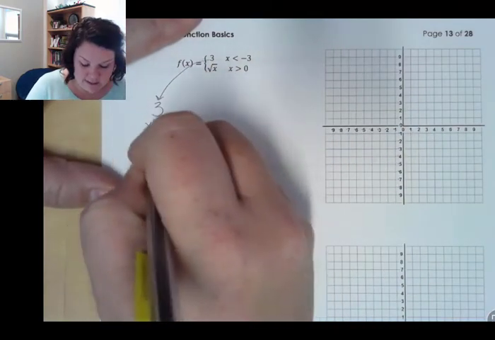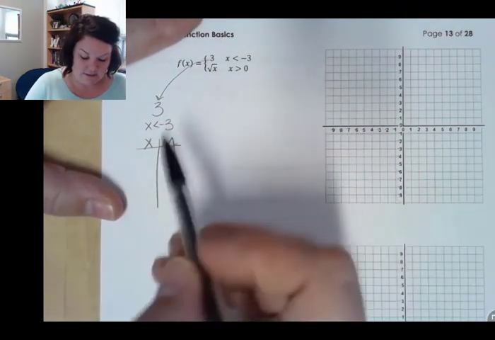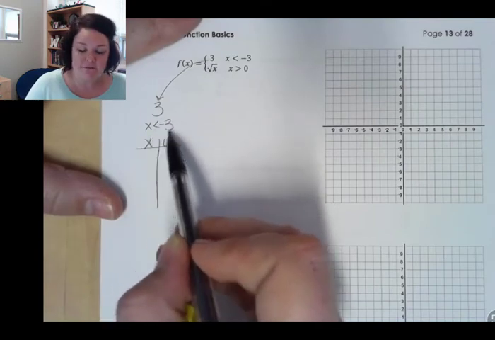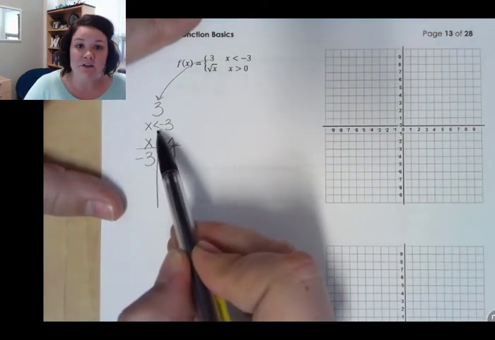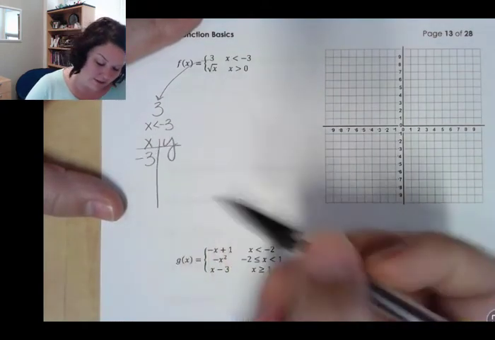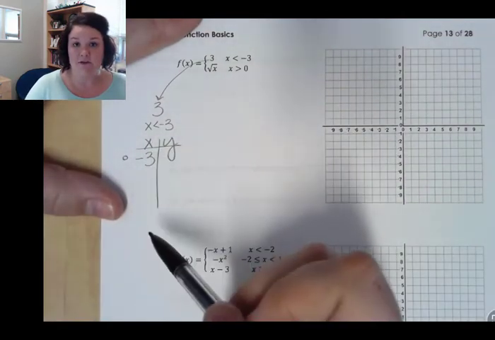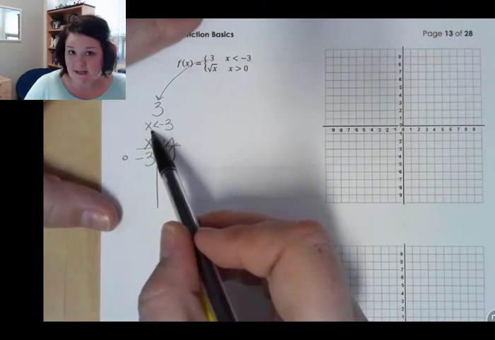So if I were to make an XY table, and I'm picking x values, this piece starts at -3, right? X is less than -3. -3 is an important endpoint. Now, -3 is not included with an equal to bar here, so I want to put an open circle so I know that it's not included, okay? Then I want to pick x's that are specifically less than -3.